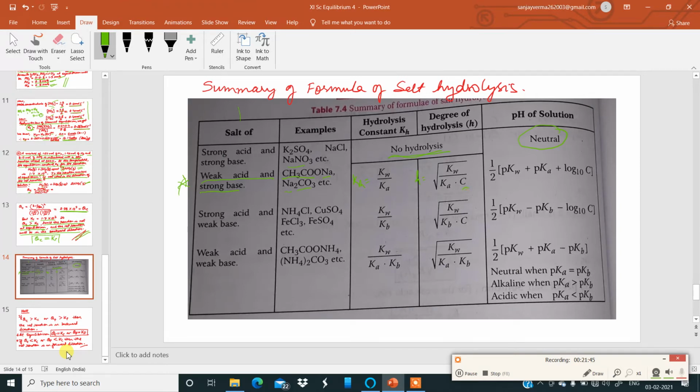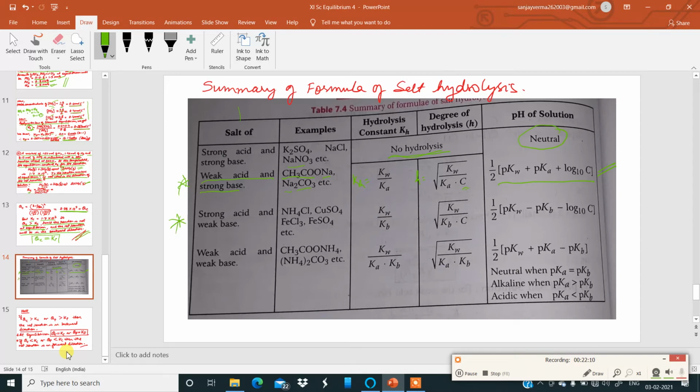C is the concentration. So the pH of such solutions can be obtained by applying this formula: half pKw plus pKa plus log to the base 10 C. So try to remember this formula, first one. Then I will advise you to copy this chart summary and practice it.